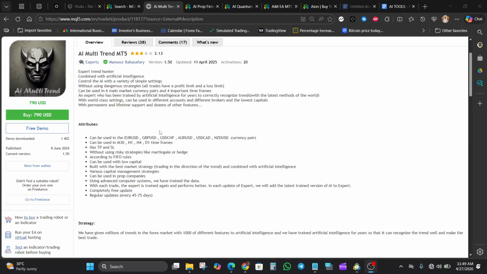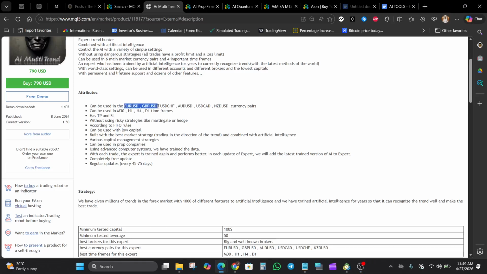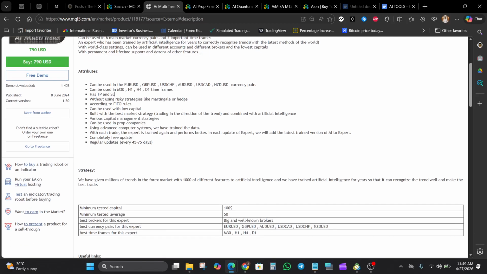Another important point here is that it supports multiple major currency pairs like EUR/USD, GBP/USD, USD/CHF, AUD/USD, USD/CAD, and NZD/USD. And it's designed to work across the M30, H1, H4, and D1 timeframes. So already I'm seeing that this is not a scalping EA. It's built more for structured mid-term trend trading.